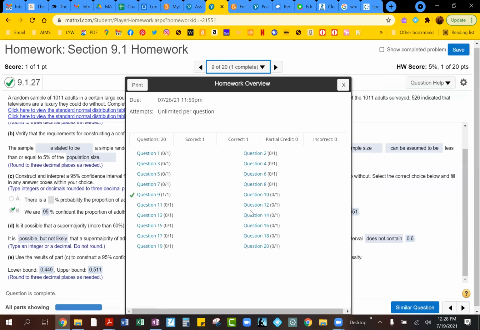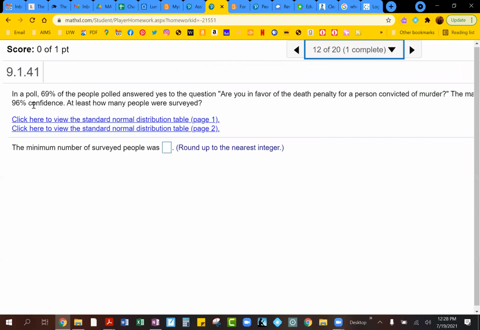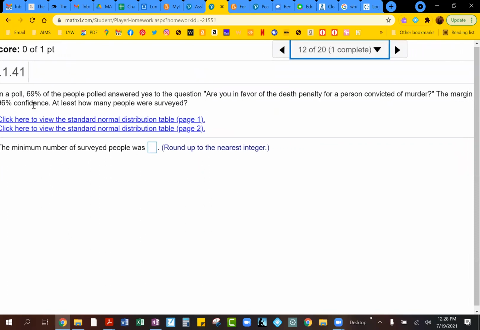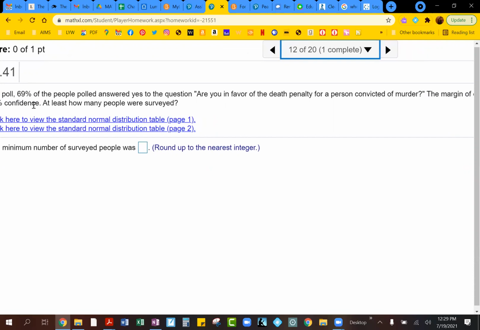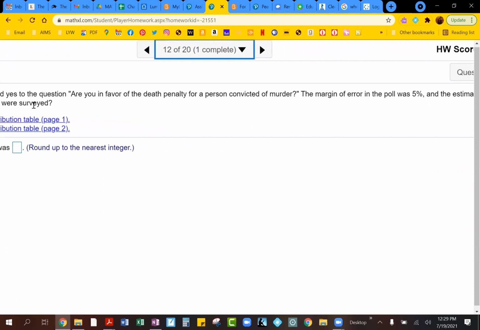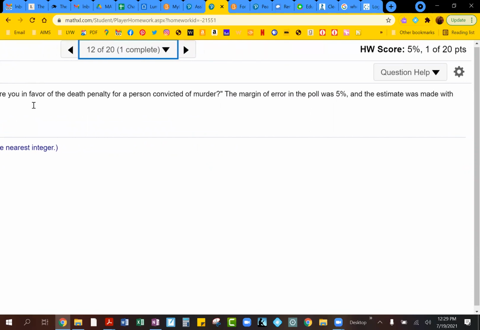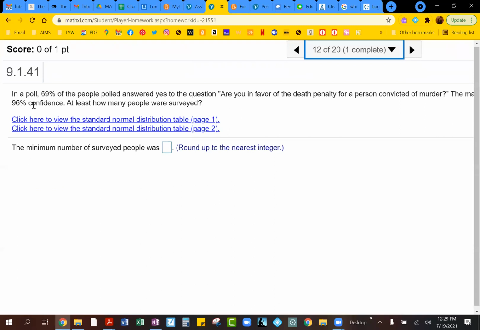Okay, another example I wanted to look at was number 12, which is 9.1.41. Let's take a look at this one. They're telling us in a poll, 69% of the people answered yes to the question, are you in favor of the death penalty for a person convicted of murder? So 69% of the people said yes. They're saying the margin of error in the poll was 5%, and the estimate was made with 96% confidence.